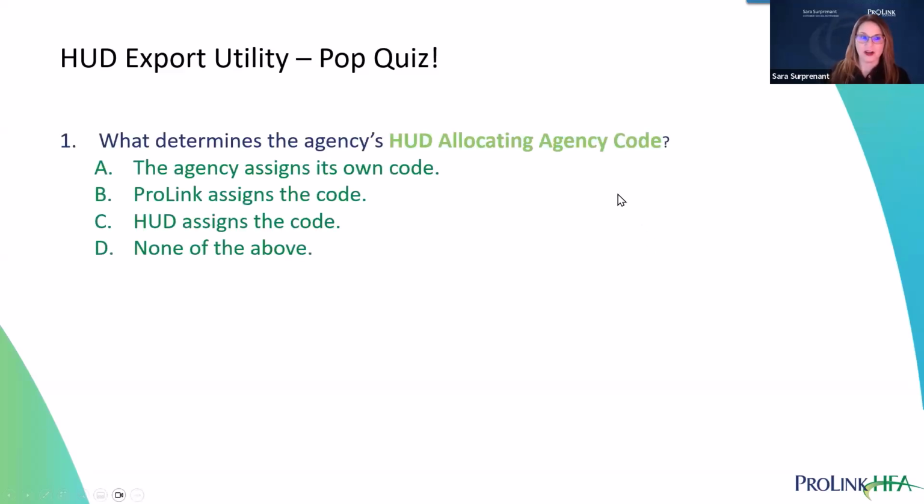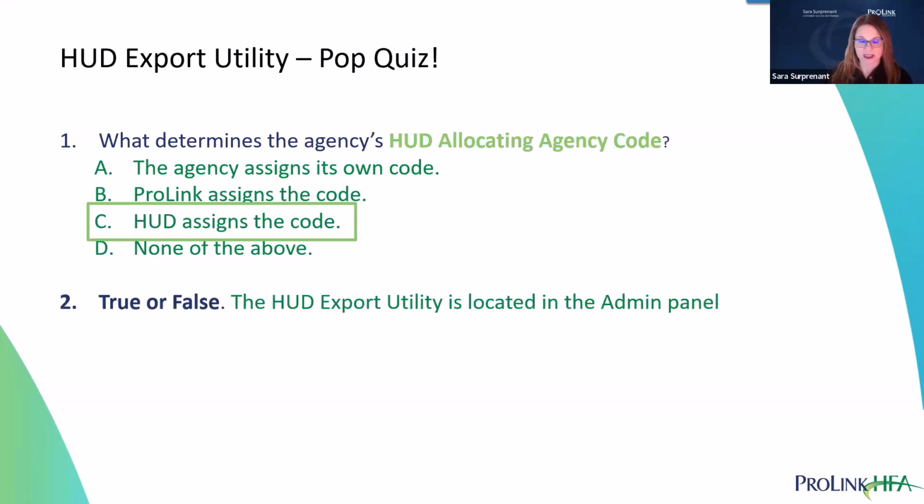So first of all, what determines the agency's HUD allocating agency code? The agency does its own thing, ProLink, our software, assigns the code, HUD assigns the code, or none of the above. And that is correct. The answer is C, HUD assigns the code, for everybody who chimed in.